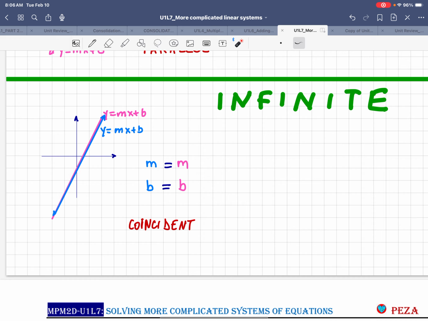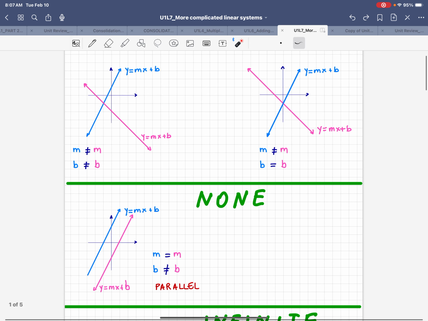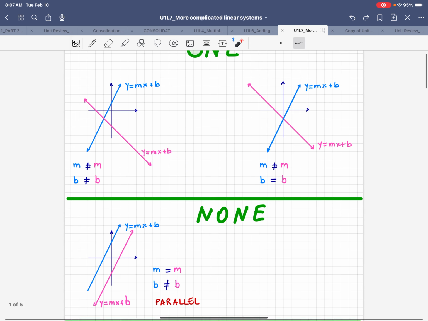In this case, the coordinates of any point on the blue line will be points on the pink line. So the solutions to the blue line will be solutions to the pink line, which means that the two lines will intersect at an infinite number of points, so there will be an infinite number of solutions. In this case, we call these two lines coincident, and the condition is that both the slope and the y-intercept will be the same.